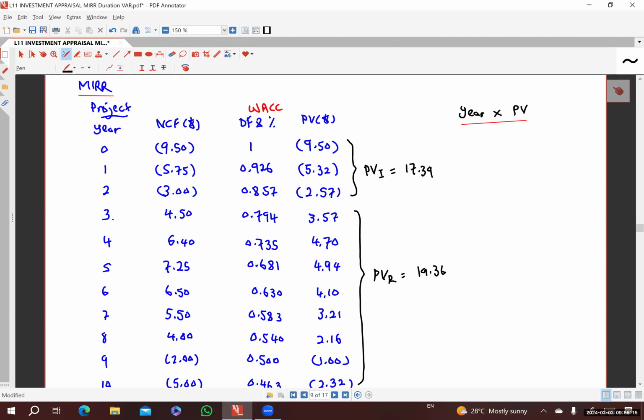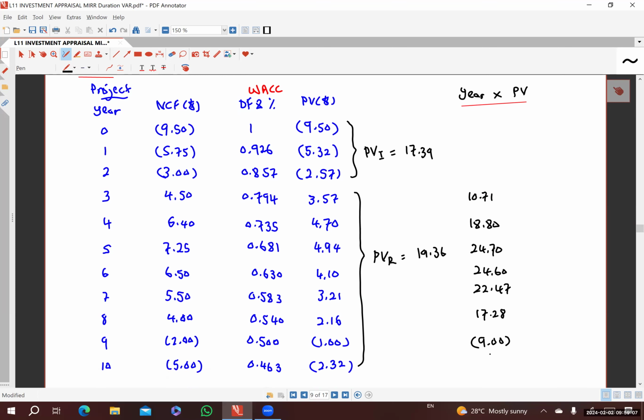So we start from year 3. 3 times 3.57 is 10.71. 4 years multiplied by 4.7 is 18.8. 5 years times 4.94 is 24.7. 6 years multiplied by 4.1 is 24.6. 7 years times 3.21 is 22.47. 8 years times 2.16 is 17.28. 9 years times 1 is 9, but negative. Here 10 years times 2.31 is 23.2.